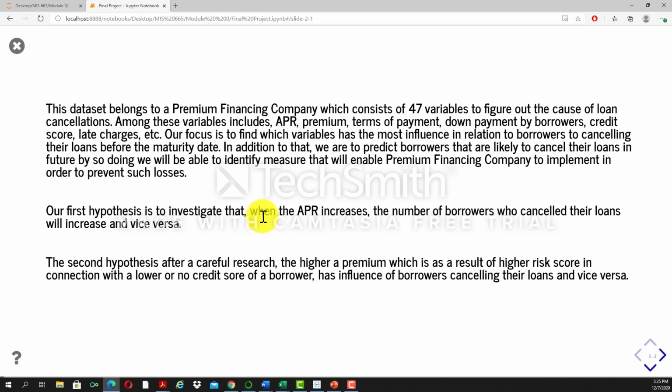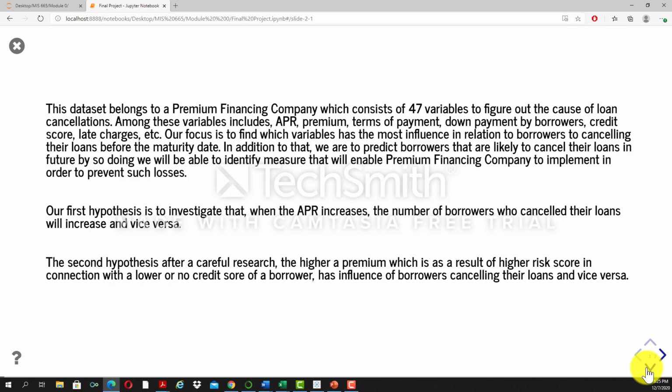Some of the things that we're going to look at for the first hypothesis is APR: whether, if APR increases, the number of people canceling their loans will also increase. The second one we're going to look at is premium, which is in connection with credit score and risk score. If it increases, what are borrowers going to do?